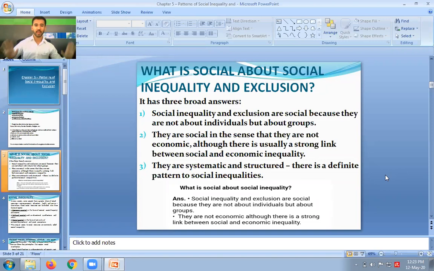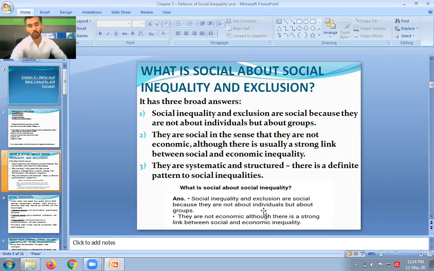I've given you enough explanation of these points, right? So that's how, the question comes, what is social about social inequality? I've told you what is social about social inequality and social exclusion, and I'm sure you will now be able to understand what this particular question means.